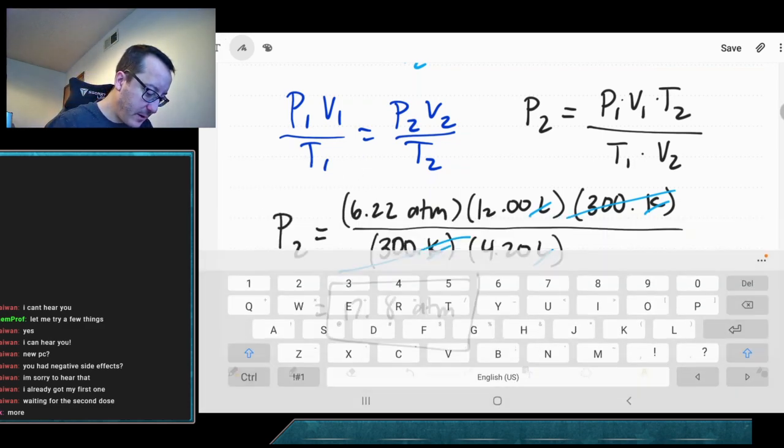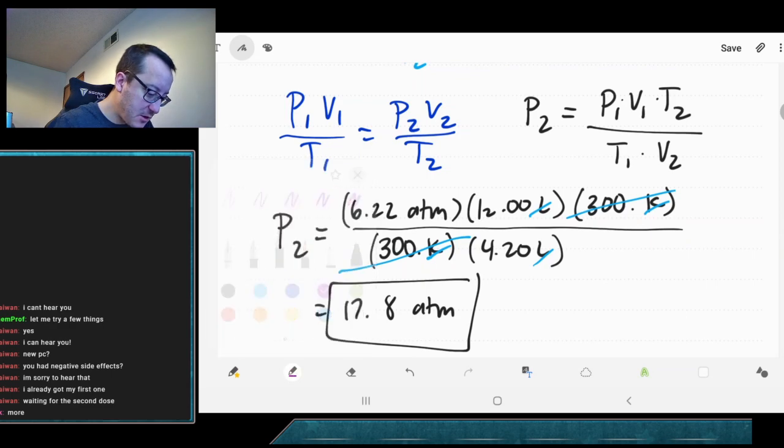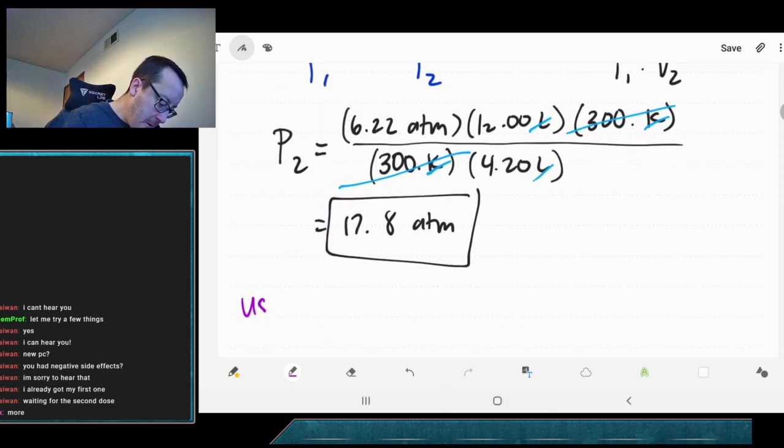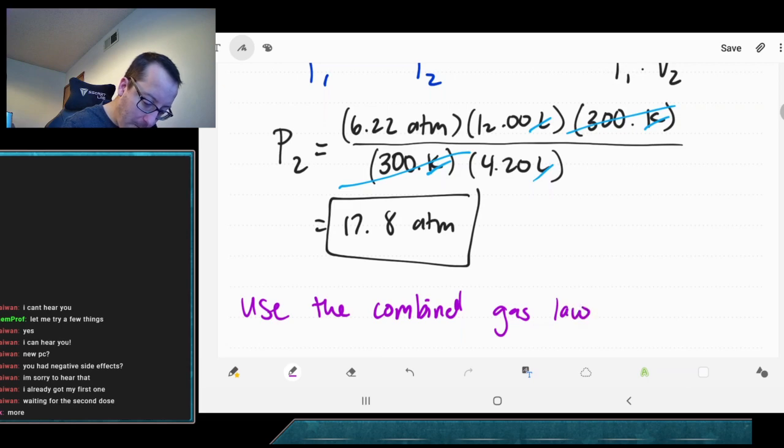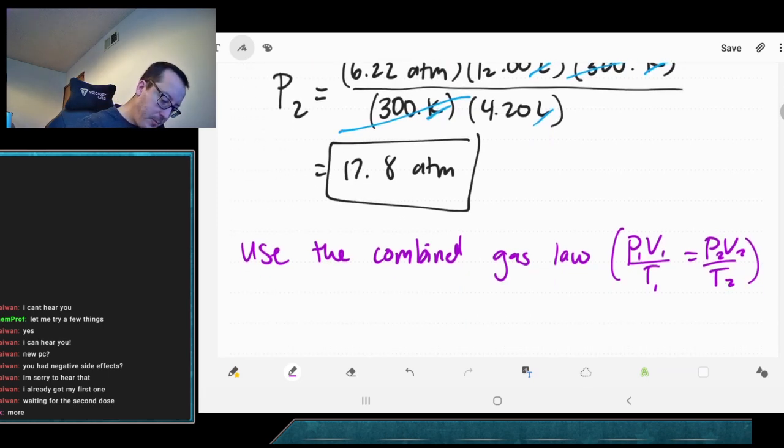So just to reiterate when to use this equation, use the combined gas law, PV over T equals PV over T. I guess I'll put the 1s and 2s. Use it when quantities are changing.